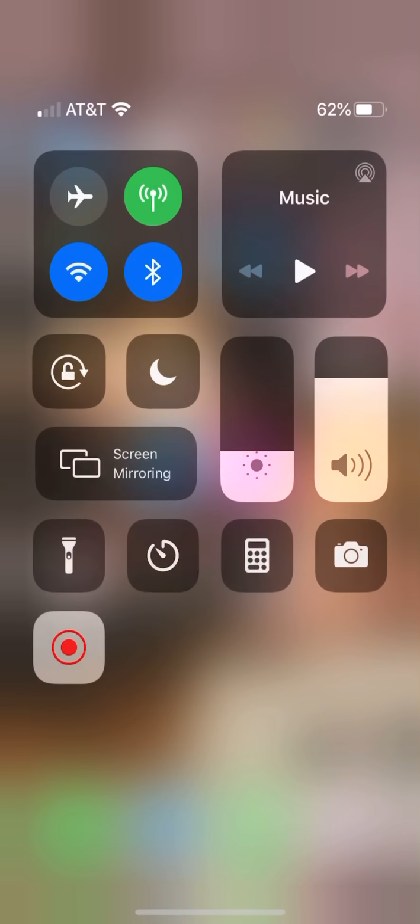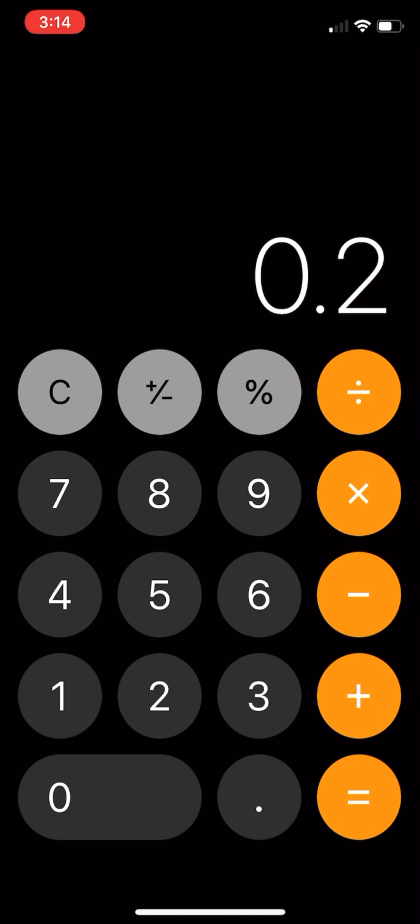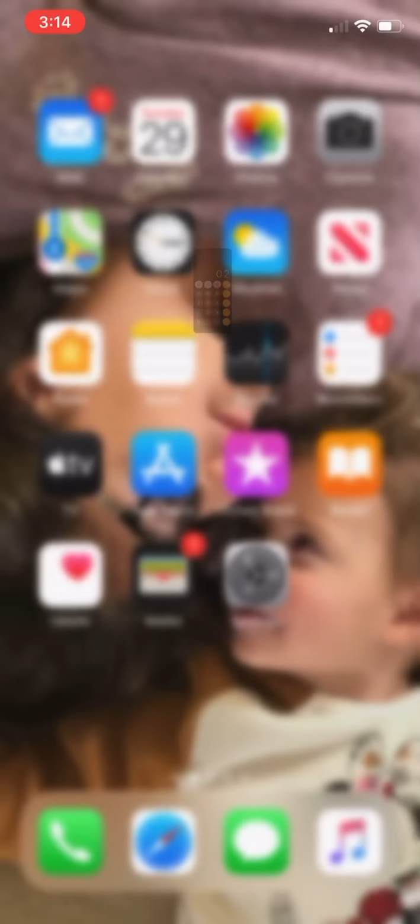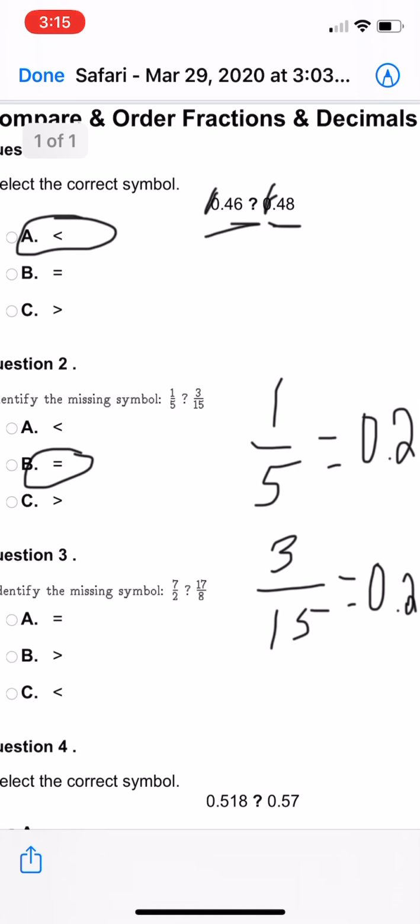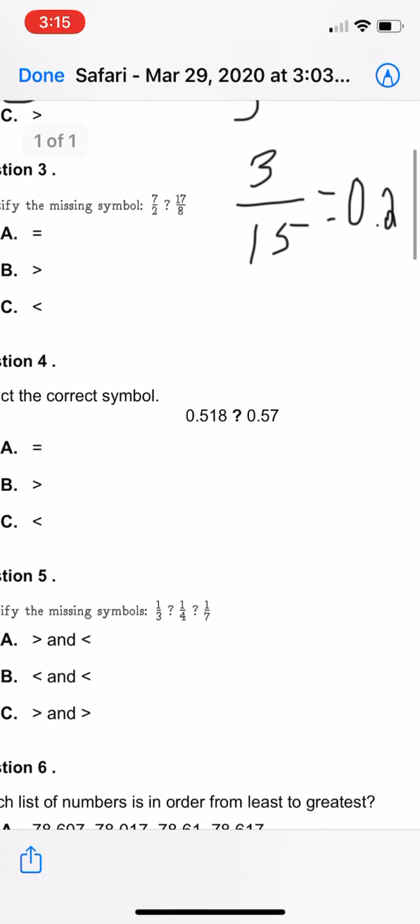And 3 over 15, you're going to change that into a decimal, 3 divided by 15, and you get 0.2 as well. So 1 over 5 and 3 over 15 are both 0.2, which means that they're both equal to each other, okay? You do the same exact thing for question number 3. I'm going to scroll this way.